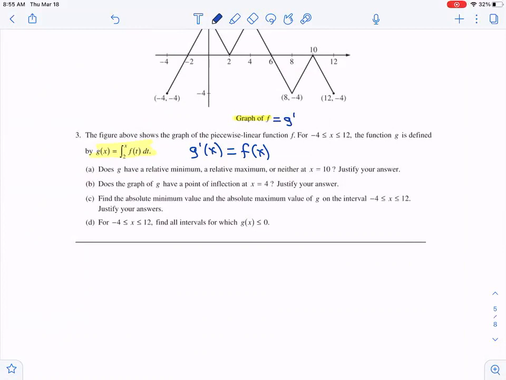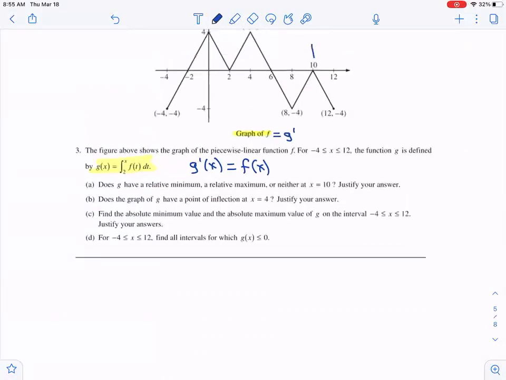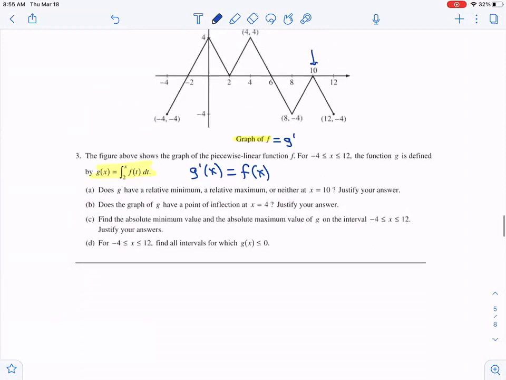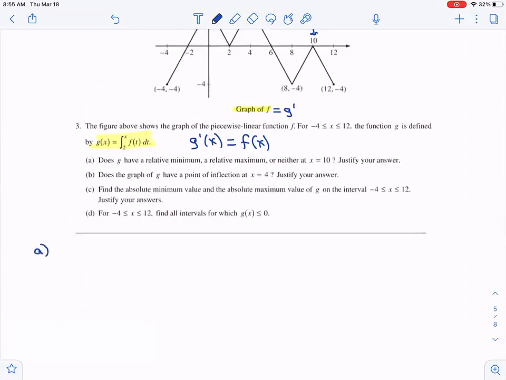you're toast. Now I can look at this and say, does G have a relative min, relative max, or neither at x equals 10? Justify your answer. So now I'm looking at x equals 10. I see G prime is negative, goes to 0, it goes negative. Therefore, G has neither. I'm going to show you. G has neither a rel max or rel min at x equals 10 because G prime does not change signs.